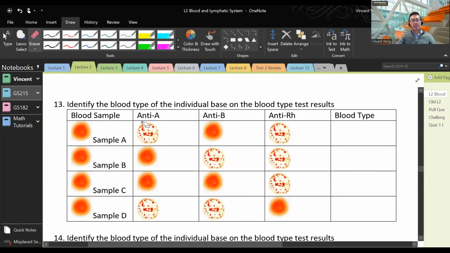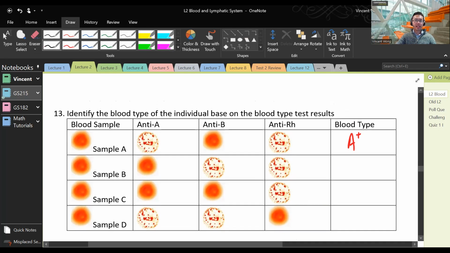So over here, we can see there is a reaction. All these clumpings are happening with antibody A. So we know this person is going to be A something. Okay, does it have a B? No reaction with B, so no B antigen. And there's a reaction with the Rh. So now we know this person is A positive.